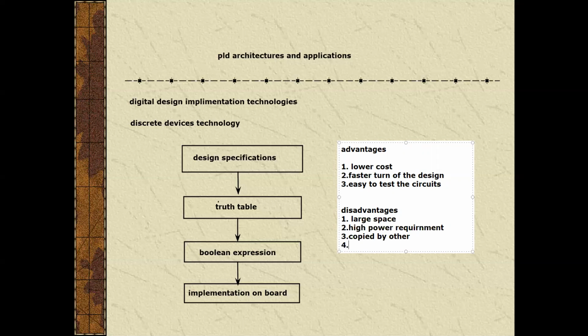And the last one is, to modify the design, additional features are required. If we want to modify the design, what we require is additional features. So these are a few disadvantages of discrete design technology. Let's see the second one, application specific integrated circuits.